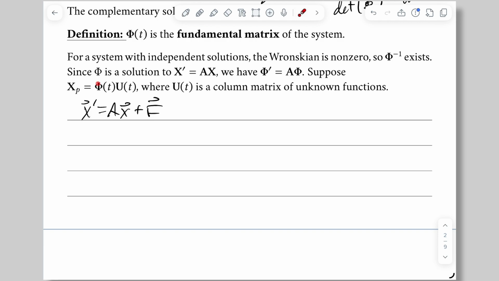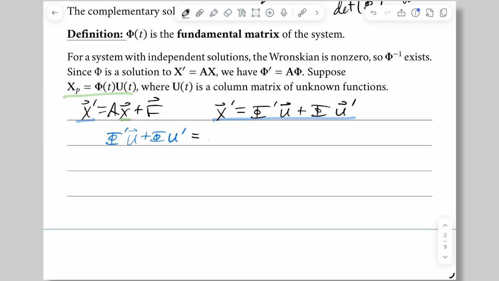Since x is equal to phi times u, and those are both functions of t, when we find x prime, we're going to use the product rule. So we have phi prime times u plus phi times u prime in place of x prime. Fleshing out the system then, we have in place of x prime, phi prime times u plus phi u prime. And that's going to equal A times x, but x, as we surmise, has the form of phi times u, and we'll leave f unchanged.